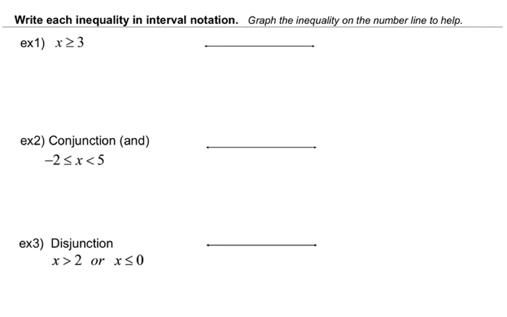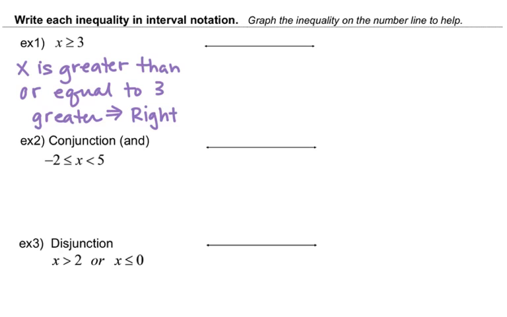So example 1, we read this as x is greater than or equal to 3. When we see the symbol greater than or equal to, that means we need to go to the right of 3. That means we're shading to the right of 3. Now, since it has an equal to, we can use a square bracket here to indicate we are including that. You may have seen before in a previous math class using a closed dot. This is the same idea.